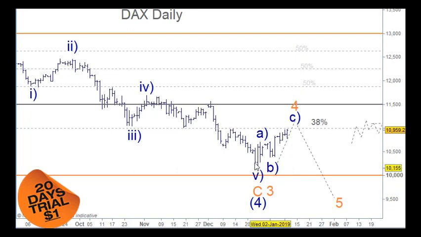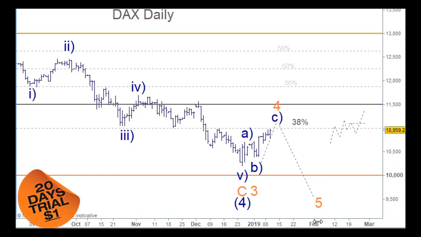So we can call this low here as the wave 4 low, but there still is a possibility that this is just a rally for wave 4 at the 38.2% retracement level, and then we'll move down from that point. That said, I'll continue to label it as an A, a B and a C, and we need this C wave to play out in 5 waves, and we'll look at that in a moment.